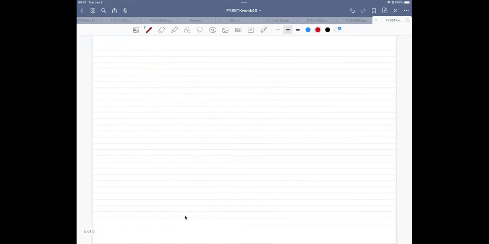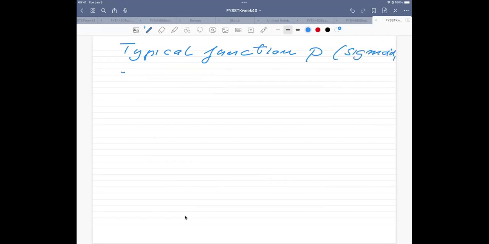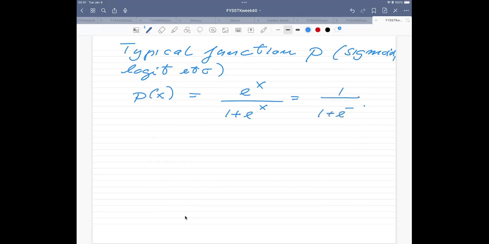So let's now look at a typical function. A typical function which has this property is what's called the logistic function, or the sigmoid function, or just the logit function. So function P. You will see this being called the sigmoid, the logit function, etc. And this P of x is then given by e to the power of x over 1 plus e to the x, and this is equal to 1 over 1 plus e to the minus x.